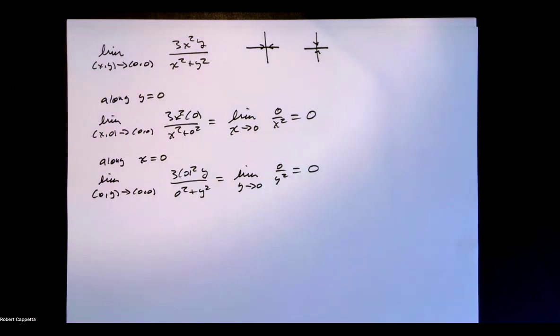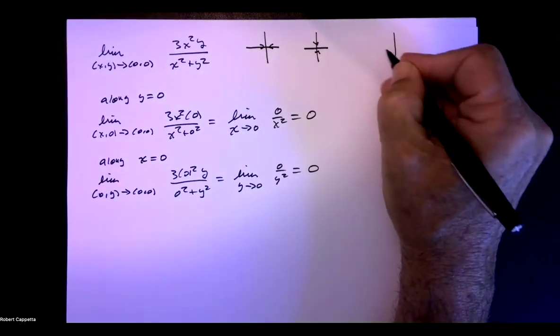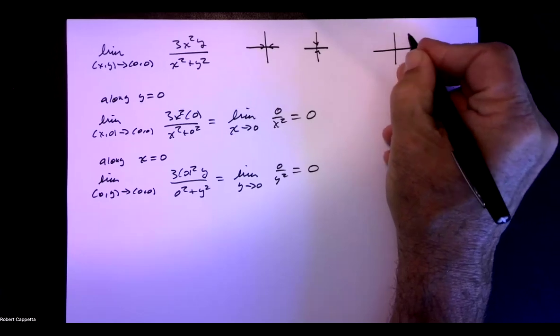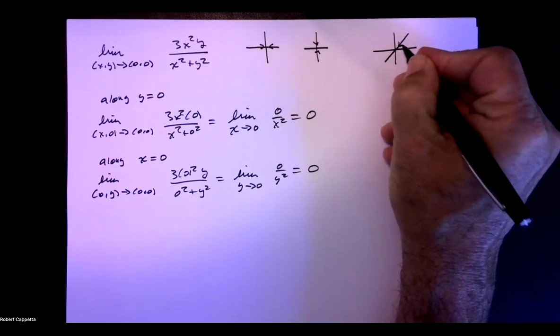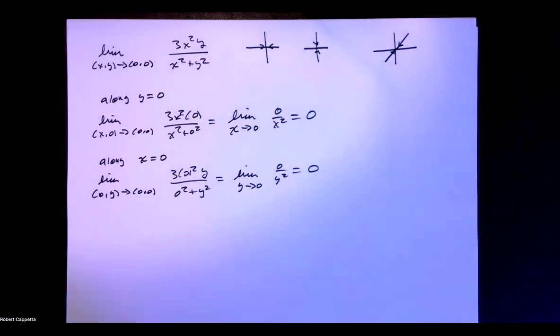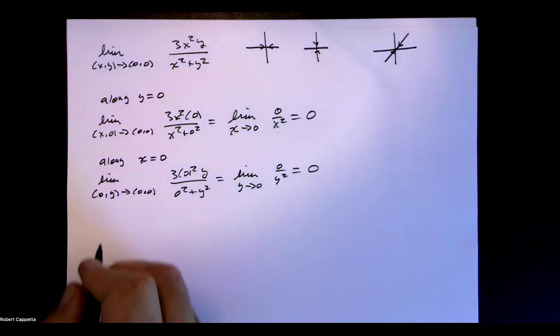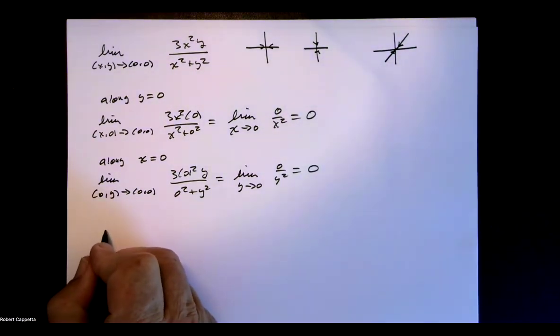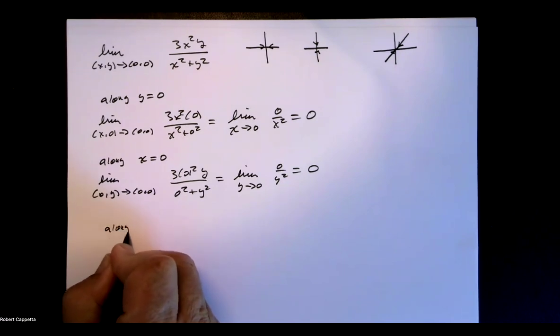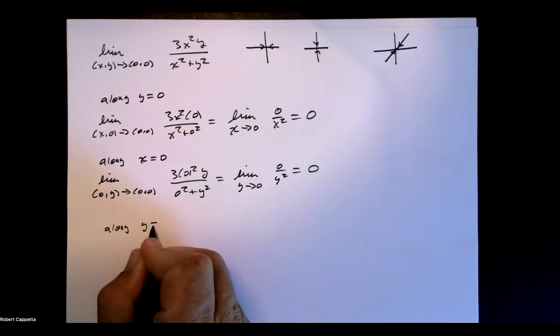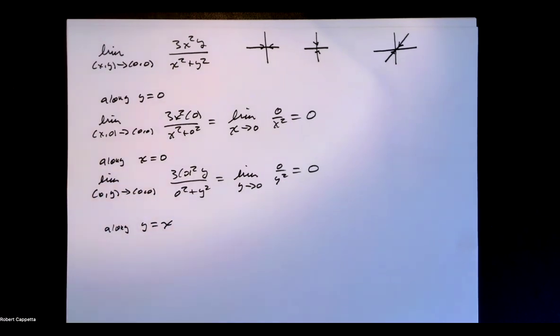Is that enough to prove that the limit equals 0? No. So shall we try another one? How about along the line y equals x? What's going to happen there? Approaching from both sides, it's heading towards (0, 0) along the line y equals x. Is that going to give us a different value? If it does, then the limit doesn't exist. But if we get 0, we have to determine what that tells us.